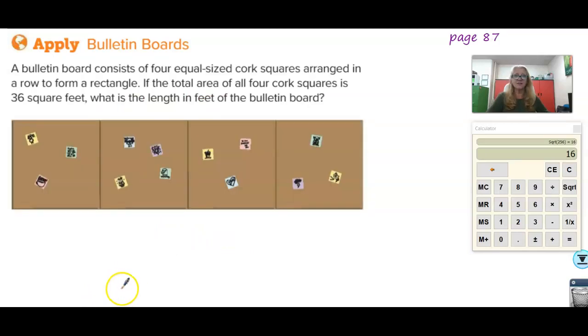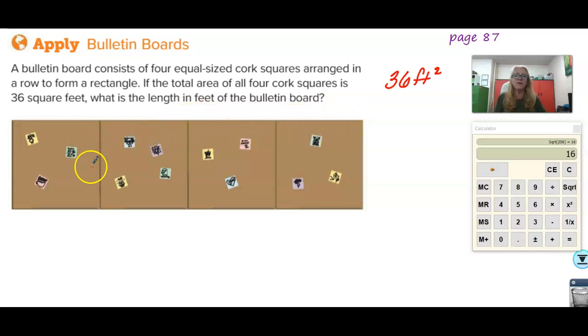All right. Now we're to the fun part. Oh, I love these problems. A bulletin board consists of 4 equal-sized cork squares arranged in a row to form a rectangle. If the total area of all 4 cork squares is 36 square feet, what's the length in feet of the bulletin board? Okay. So they're telling you that the area of this whole bulletin board is 36 square feet. But they want to know what is the length of the bulletin board. In order for us to find the length of the bulletin board, we need to be able to find the length of these squares.